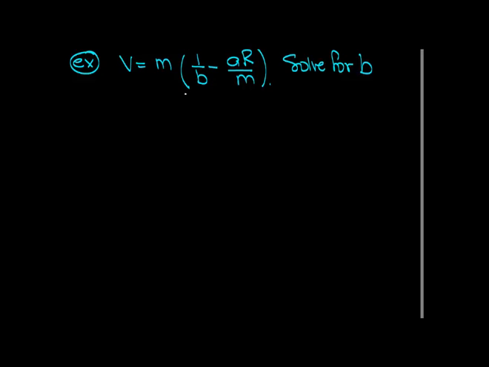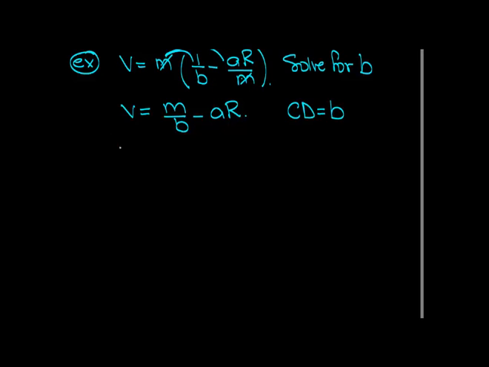The first thing I notice, whenever I'm solving and I have parentheses, let's get rid of them. So we get v is equal to m over b minus, when I distribute here, the m times this term, the m's will cancel, so you just get ar. Okay, so we're down to this. Now I want to solve for b. Well, b happens to be in the denominator. I have fractions in the equation, so I need to get rid of them. So I need to find the common denominator, which is just b.